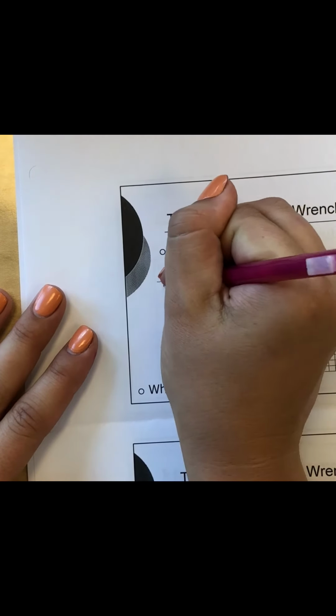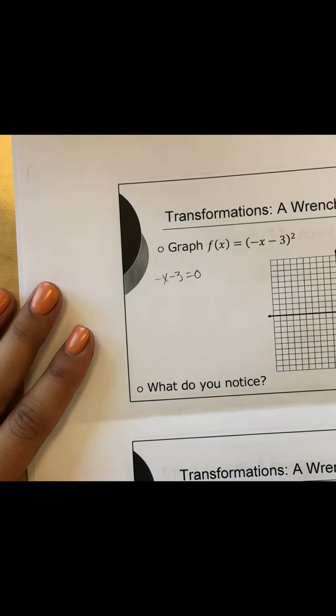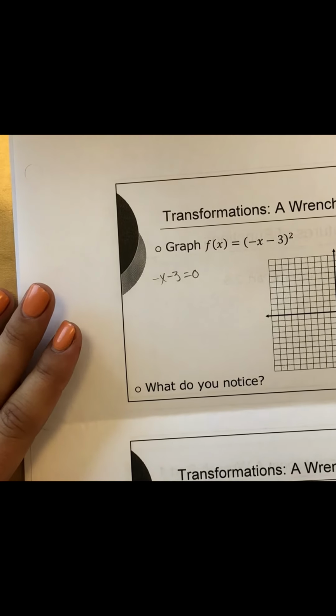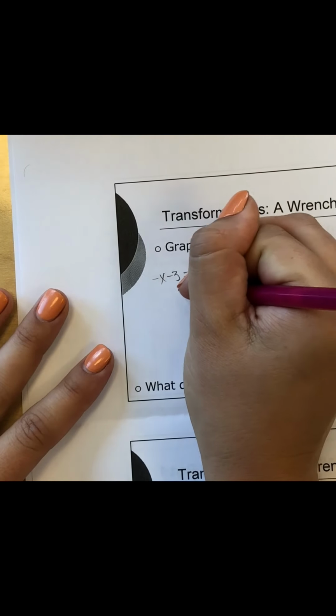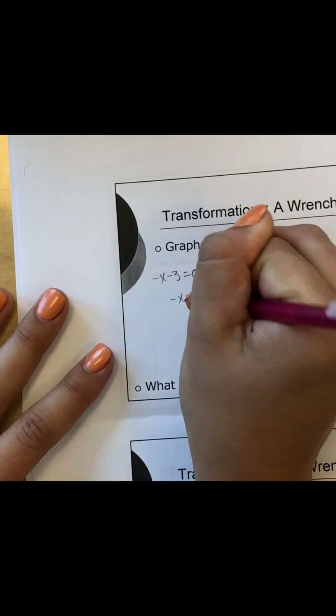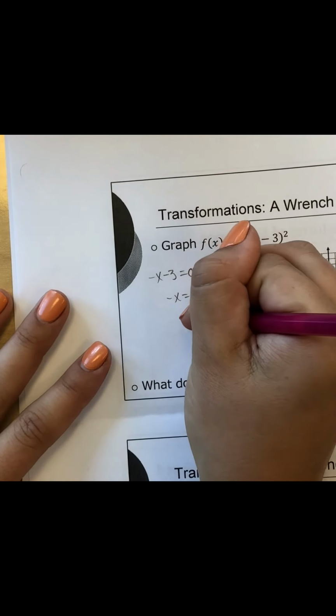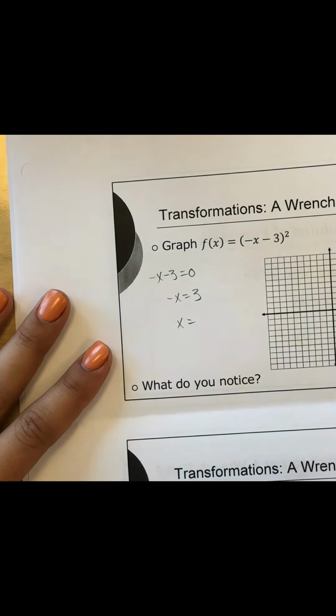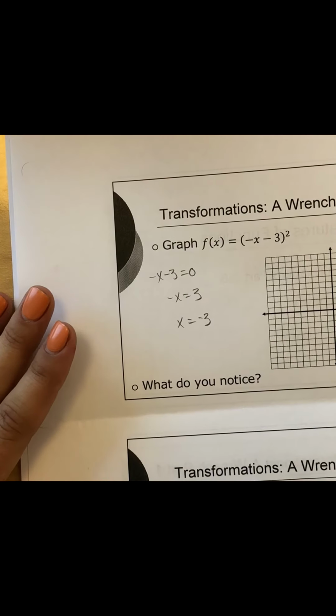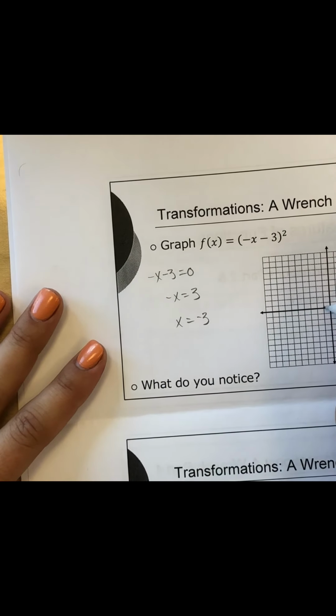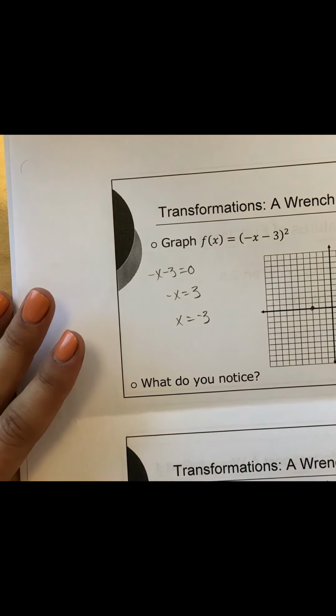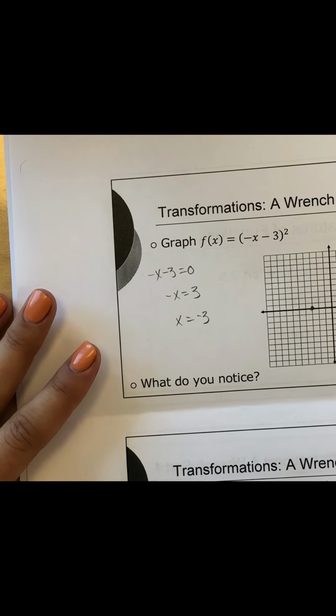So if I set my inside equal to 0, I will find my vertex of this parabola. So I'm going to add 3 to both sides. Negative x equals positive 3. x equals, divide by negative 1 on both sides, x equals negative 3. So in fact, the vertex is at negative 3. Okay.